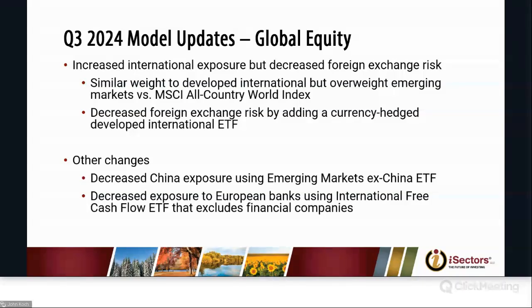This presents a unique challenge because banks overseas are disproportionately leveraged compared to US banks due to differences in their reserve requirements. By adding iCow, we increased our underweight to financials versus the MSCI All Country World Index. Essentially, we are even more underweight financials than we were before we made these changes.